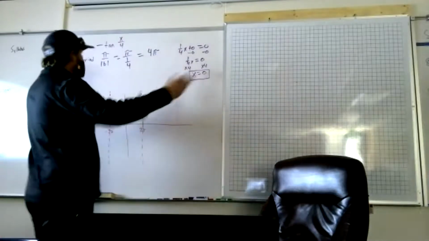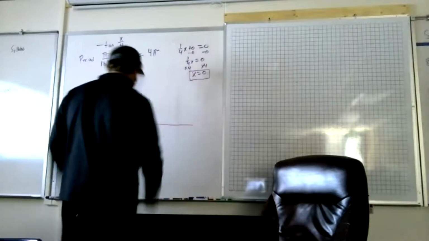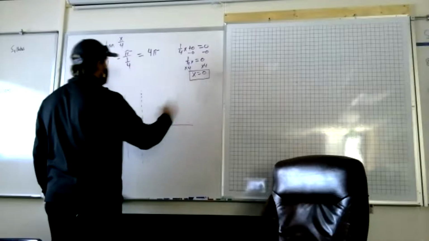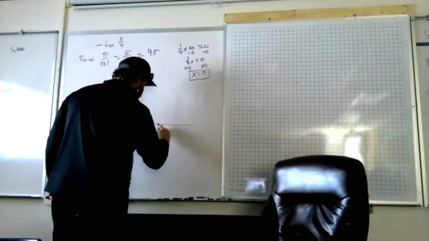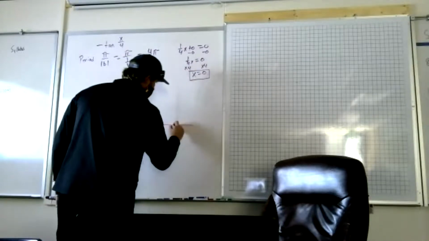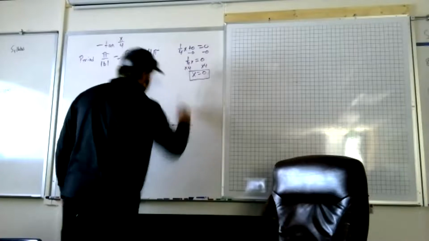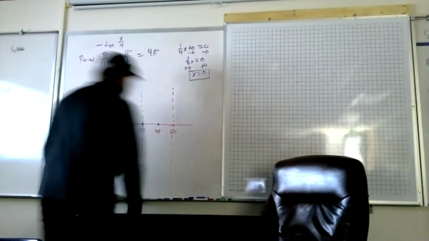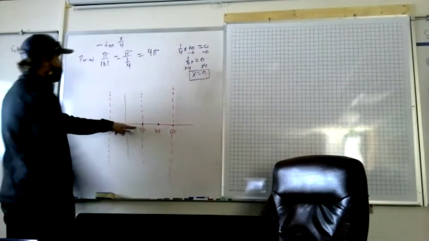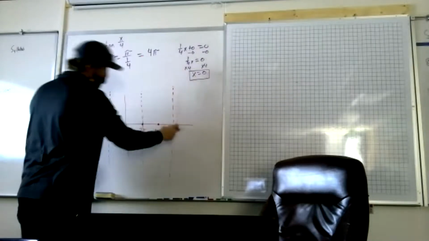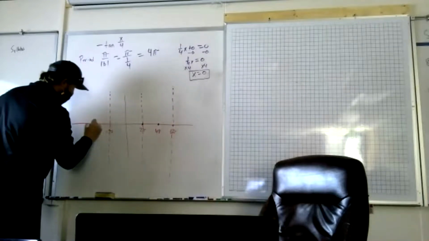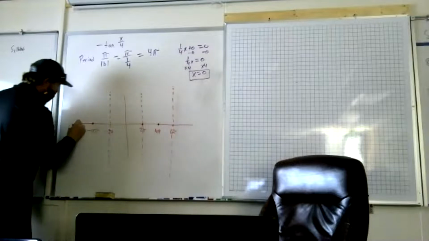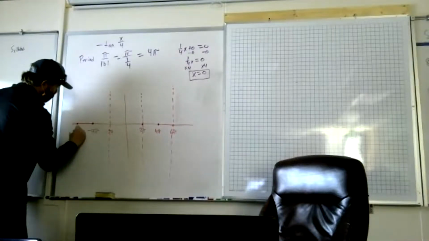Then I could add my period to this. So if I count by just 4s, or just by 2 pi, I go to 4 pi, and then I go to 6 pi, which is the location of my next asymptote. 2 pi plus 4 pi is 6 pi. Do the same thing here. Negative 4 pi, negative 6 pi.